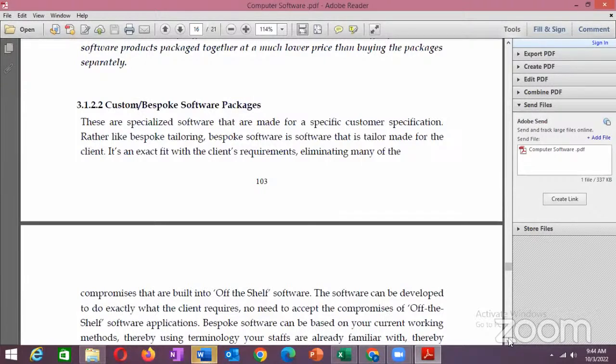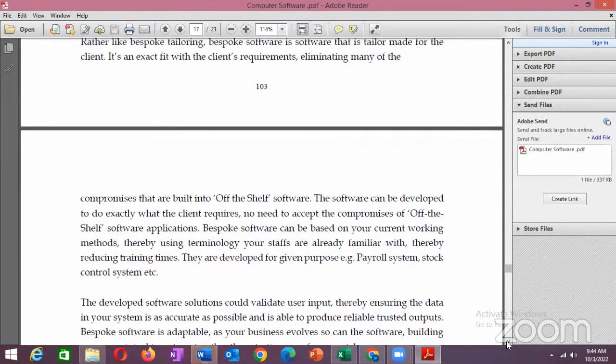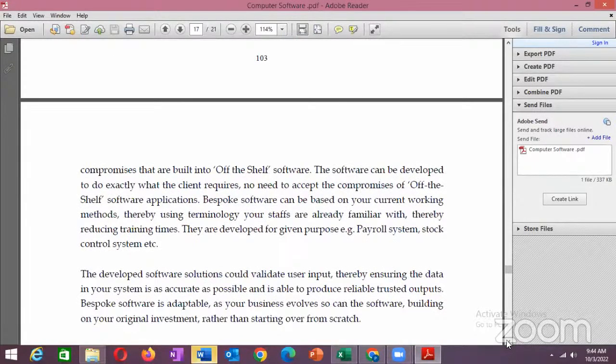It's an exact fit with the client's requirements, eliminating many of the compromises that are built into offshore software. So these software can be developed to do exactly what the client requires. For example, those who were learning programming in our class in KUC112, that's for the SMA, were able to make their own programs. I think so far they have made almost 10 programs and they are running in the C programming language. So there's no need to accept the compromise of off-the-shelf software applications.